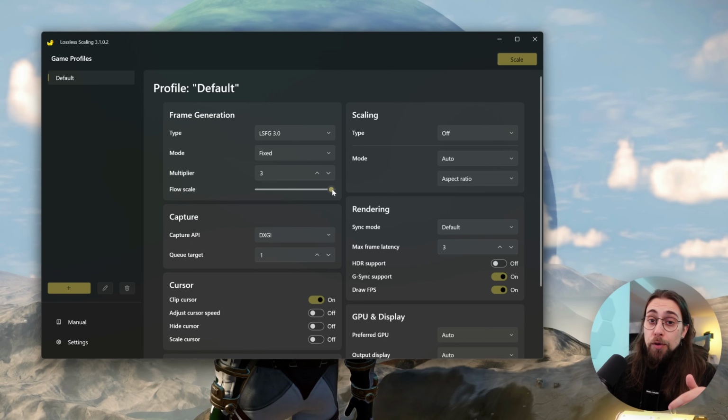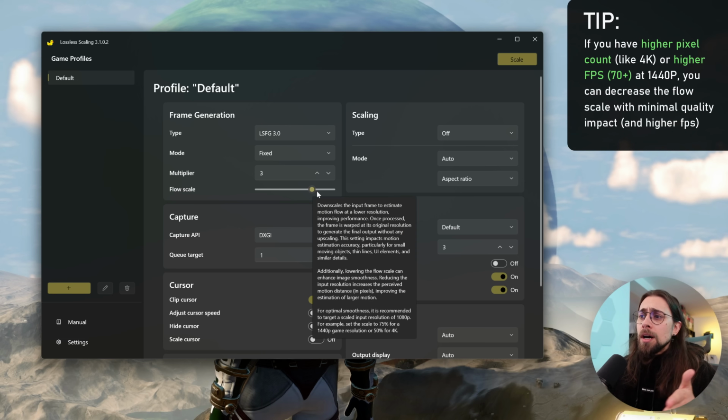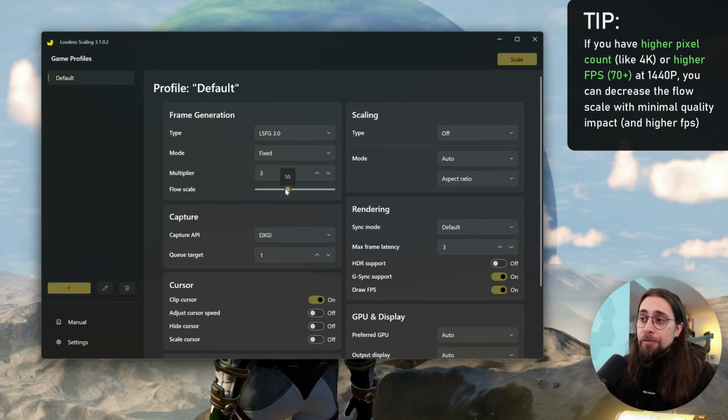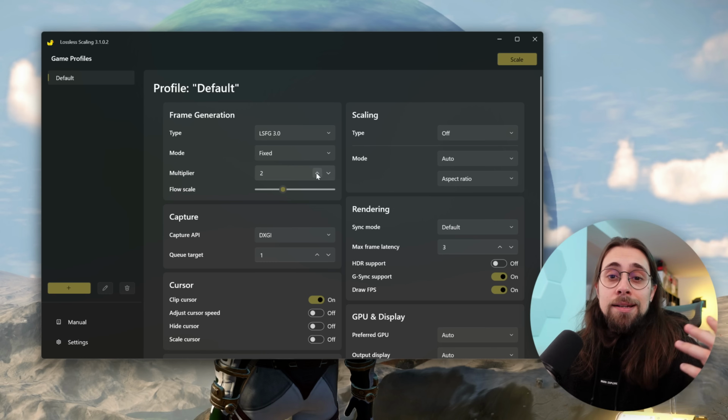If you're going 1440p 80 or 90, imagine that you have a 240 Hz display and you can have 80, 90 base frames, then I would say you can go down to 80 flow scale, it should be fine. If you're using 4K, 50, 60 should be in between these results, it should be completely fine. Even with a multiplier of 3, especially with a multiplier of 2, the quality will be very, very good, and the latency won't be as bad as some people think it will be, so it is quite fine actually.